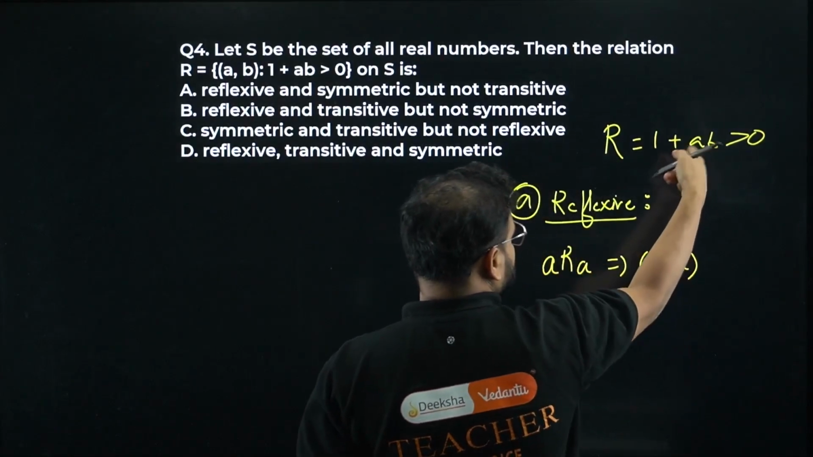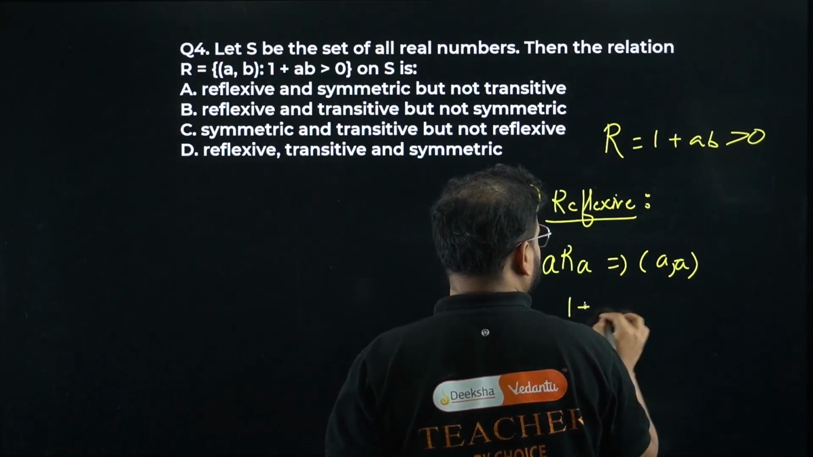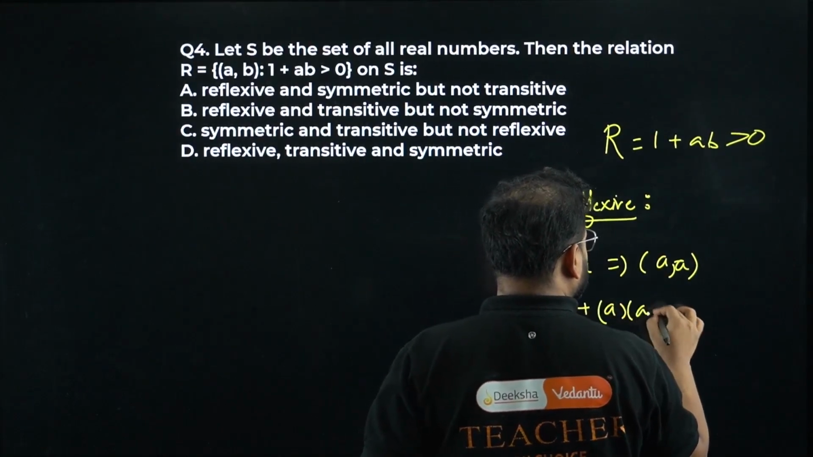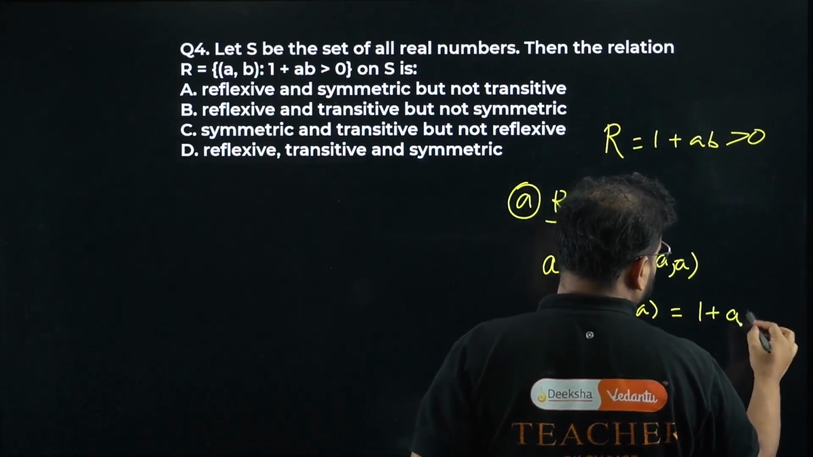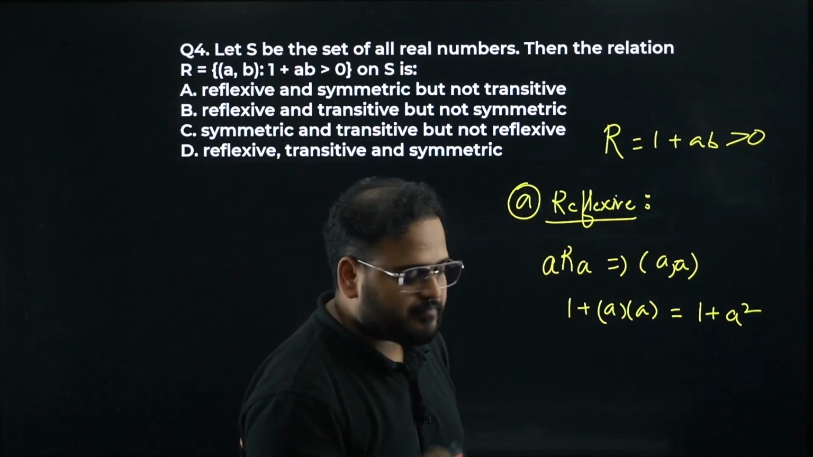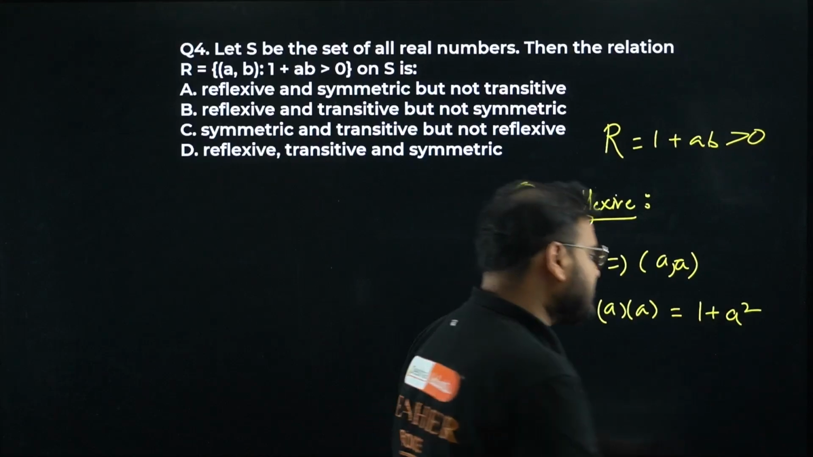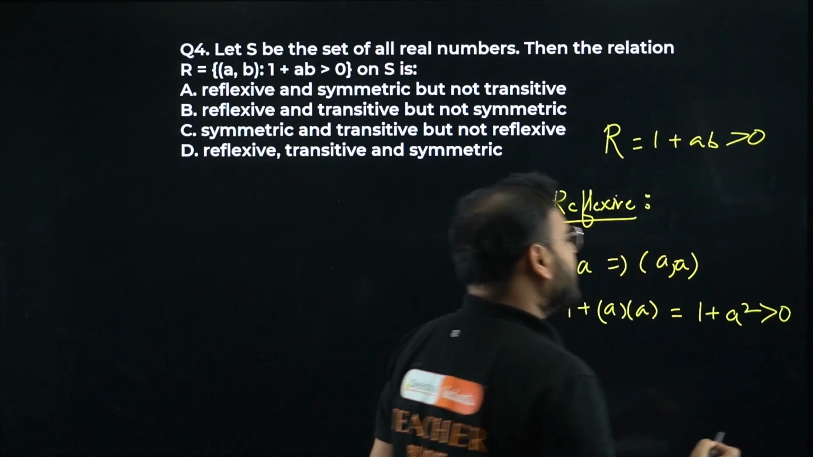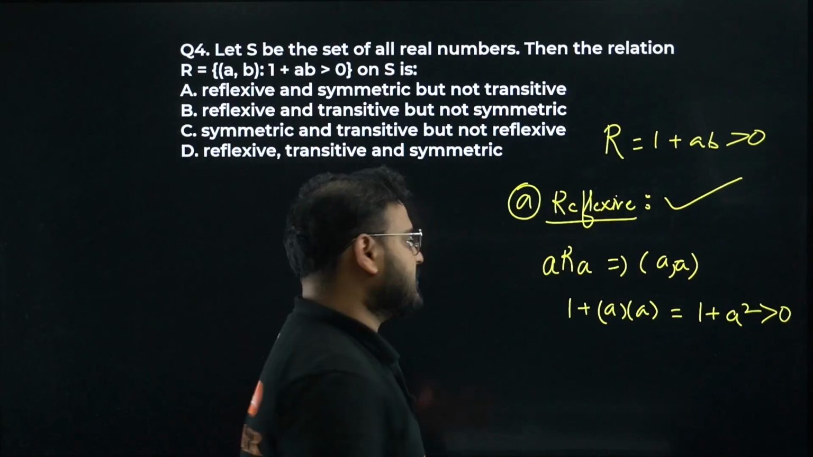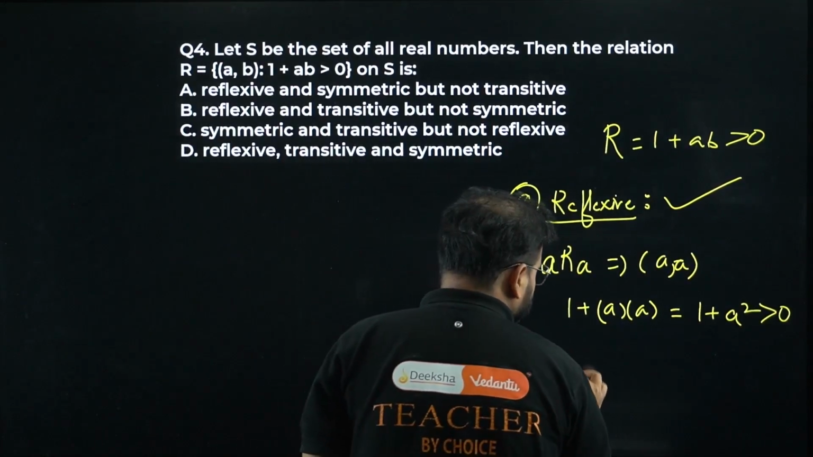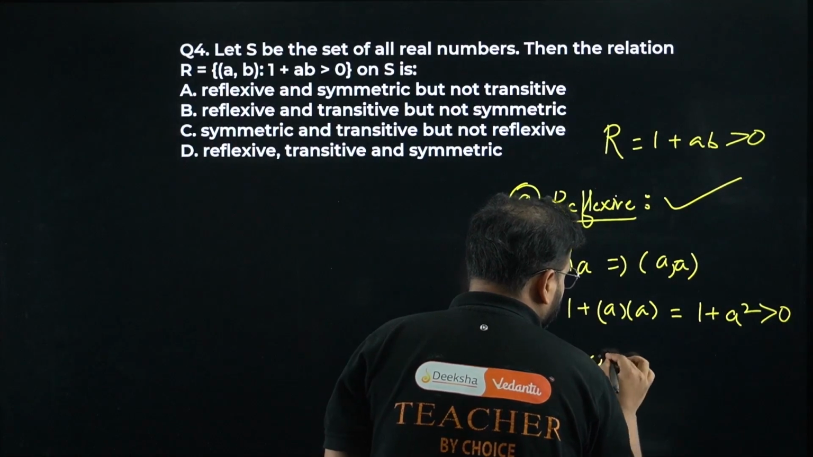If you use B in terms of A, you will have this as 1 plus A times A. How much is that? It's simply 1 plus A square. 1 is a positive number, A square is a positive number. It means the sum will always be a positive number. So yes, reflexive is possible.